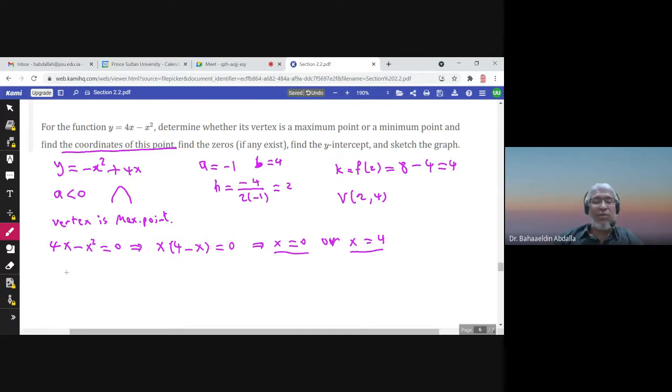Find the y-intercept. Well, the y-intercept is, if you put x equals 0, it is 0. So the y-intercept is 0.